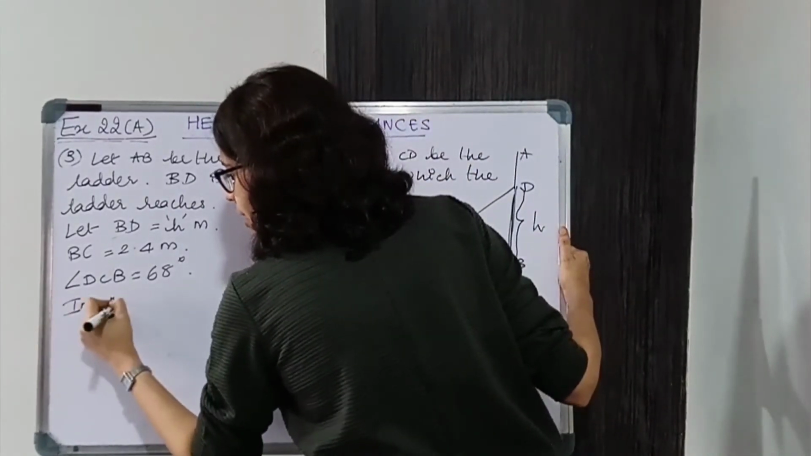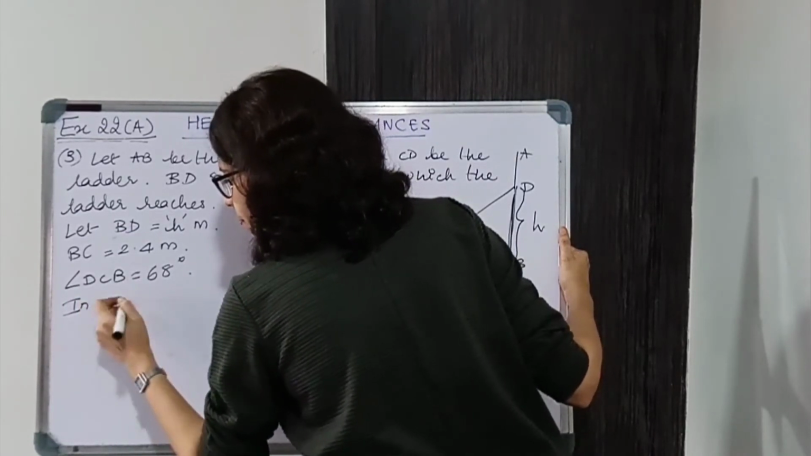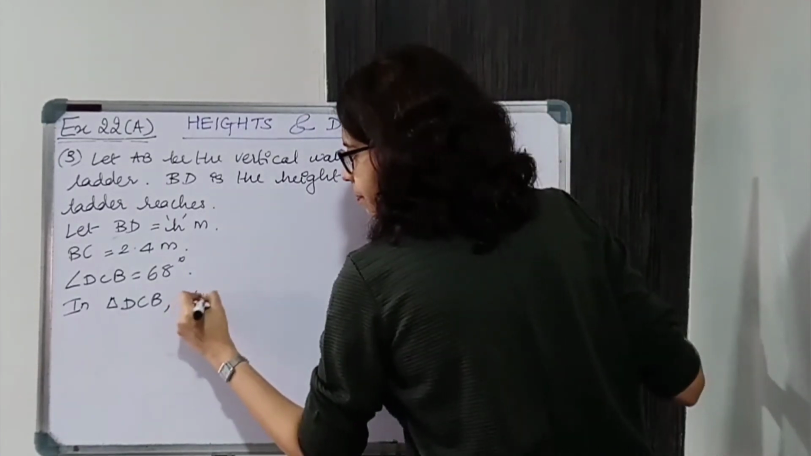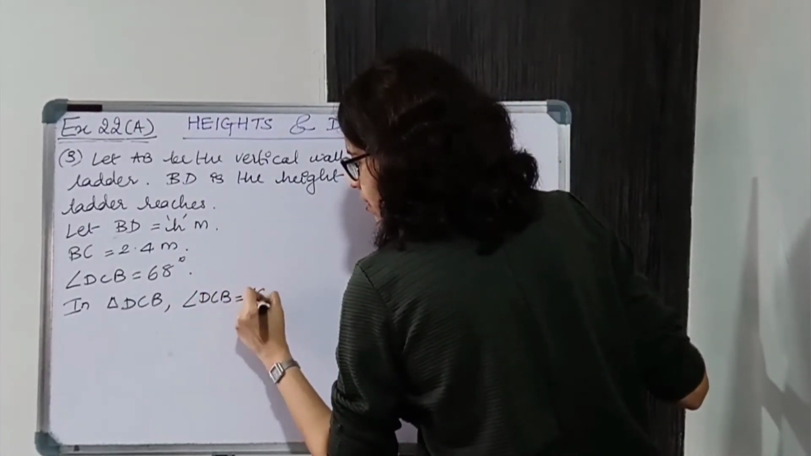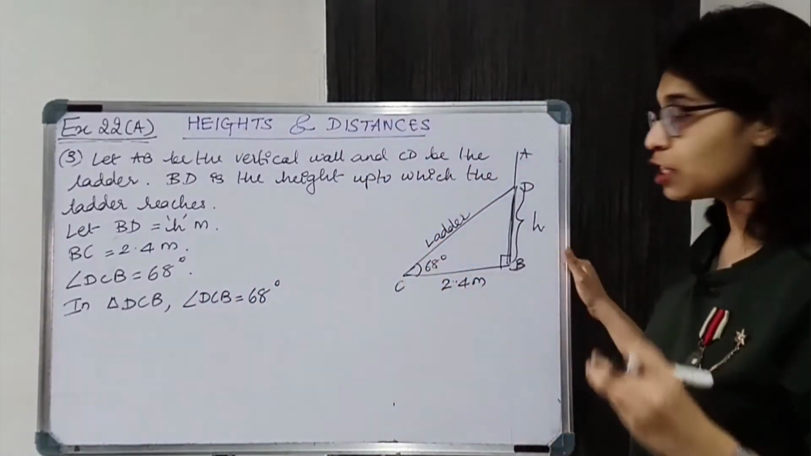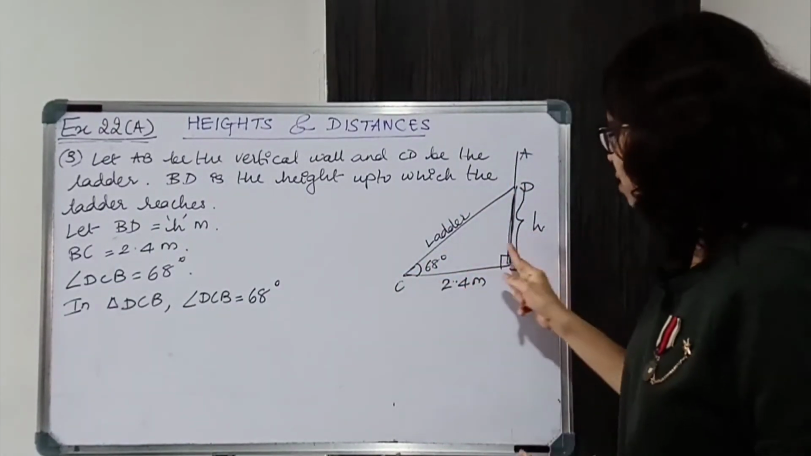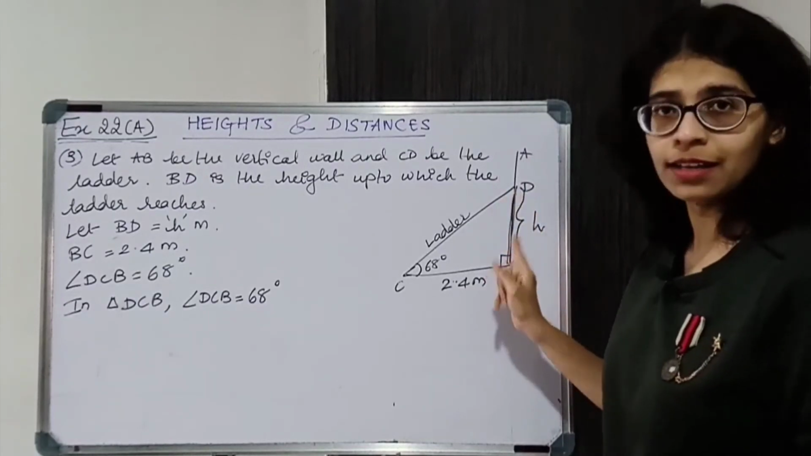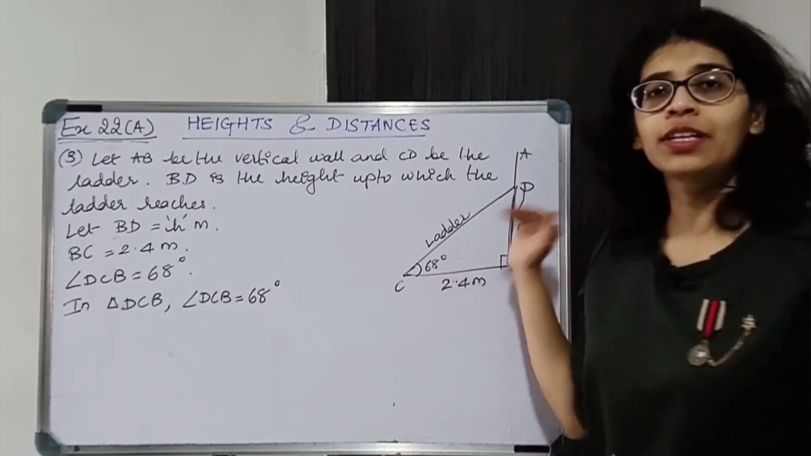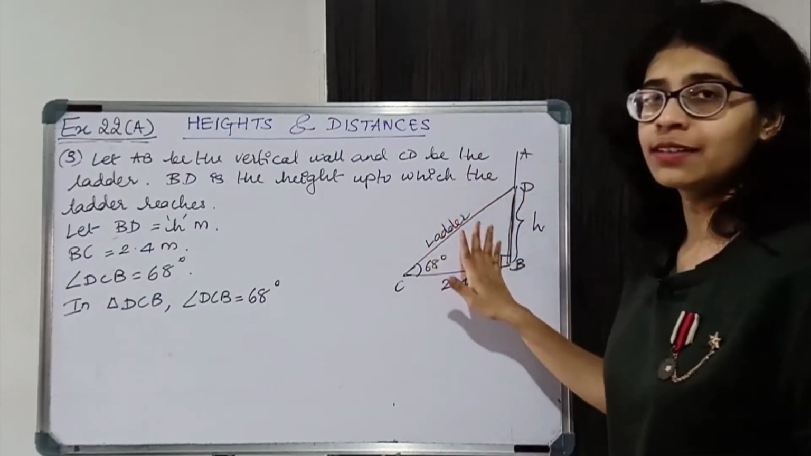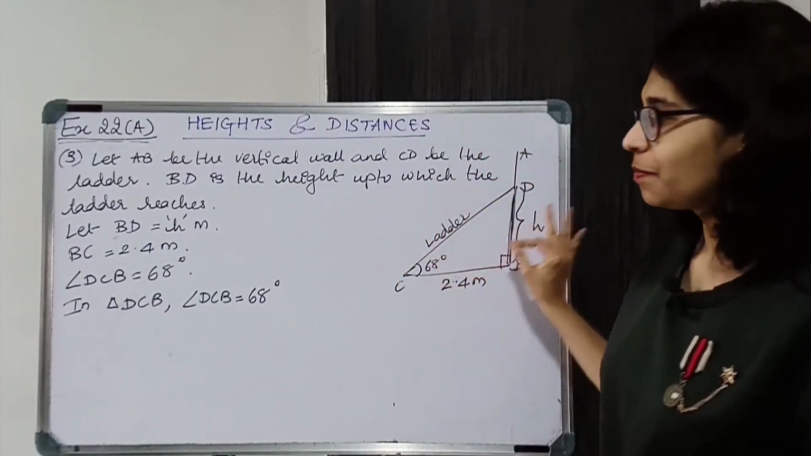So in triangle DCB, angle DCB is 68 degrees. It is a right angle triangle. You should make sure it is a right angle triangle, only then you can use trigonometric ratios. The vertical wall and the ground, the angle between wall and ground is 90 degrees. So this is a right angle triangle DCB.